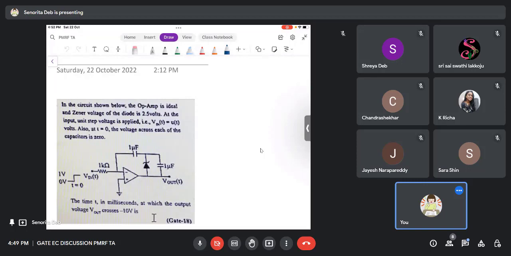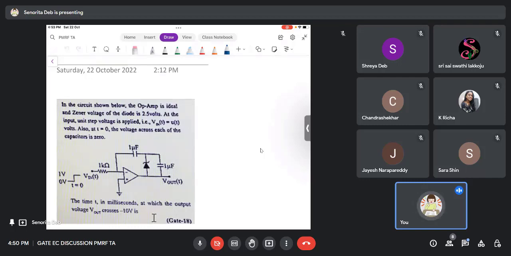Okay, so let's start with the next question now. GATE 2008. Now you can see that the op-amps are not alone. There are these diodes with the op-amp or a transistor with the op-amp. So you should be prepared with this kind of questions. Okay, this kind of questions can come. So op-amp is ideal, Zener diode voltage is 2.5 volts and a unit step is applied.